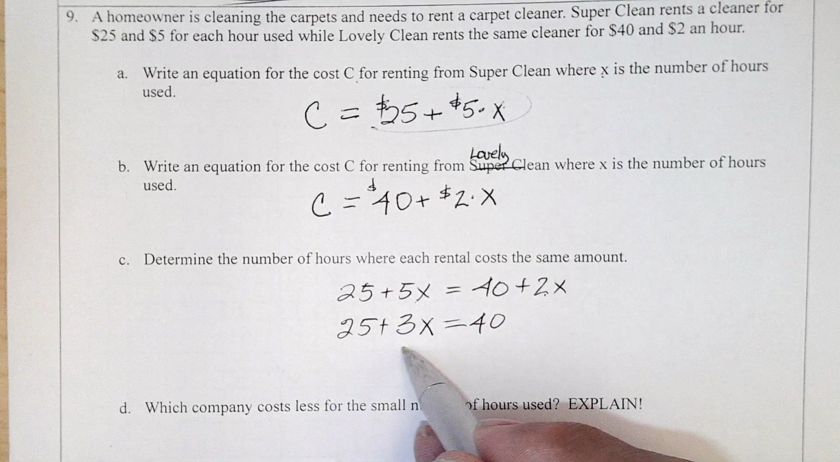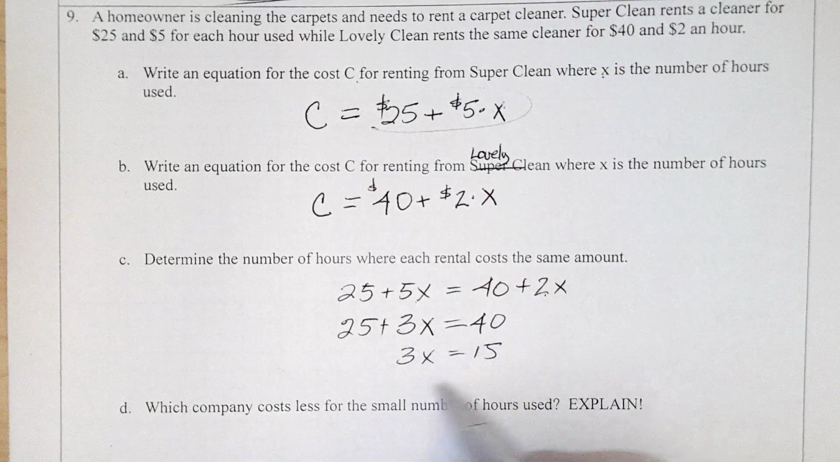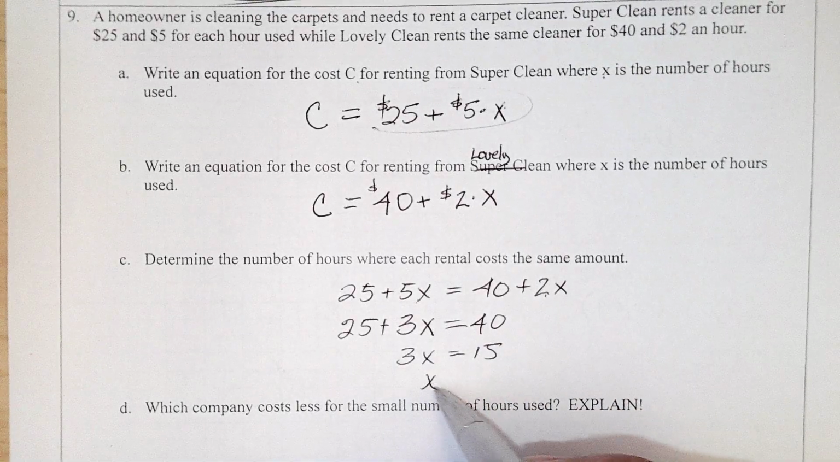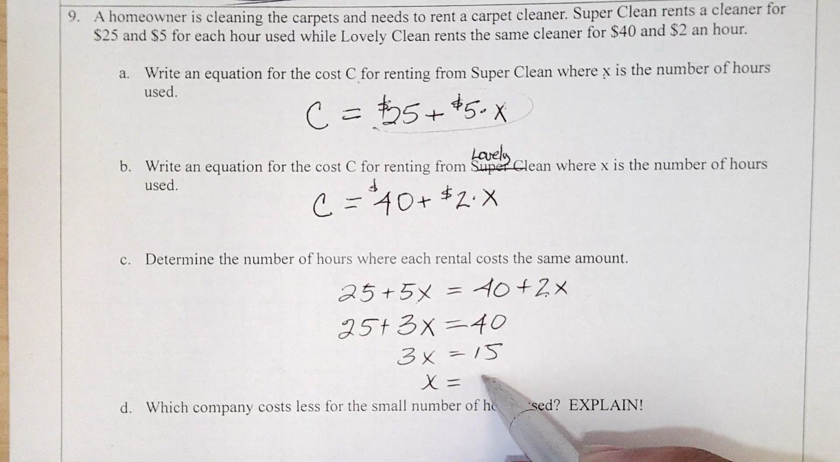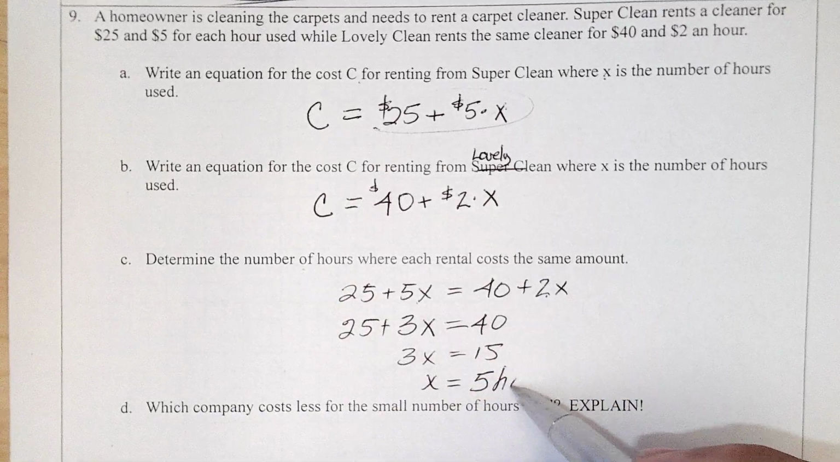Subtract 25 from both sides, and divide by 3. And x is 5, and 5 is the number of hours.